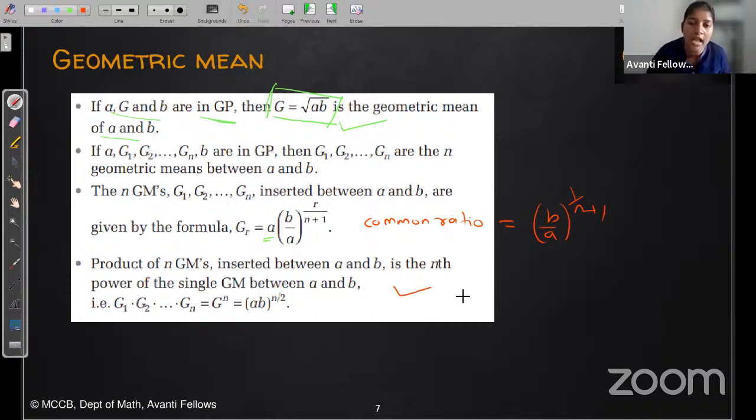And even here we have one result: the product of these n geometric means will be equal to the single geometric mean between A and B to the power n. You can observe here root AB is a single geometric mean between A and B, and raise that to the power n. Then this will represent the product of the geometric means. Okay. Is it clear to you all?